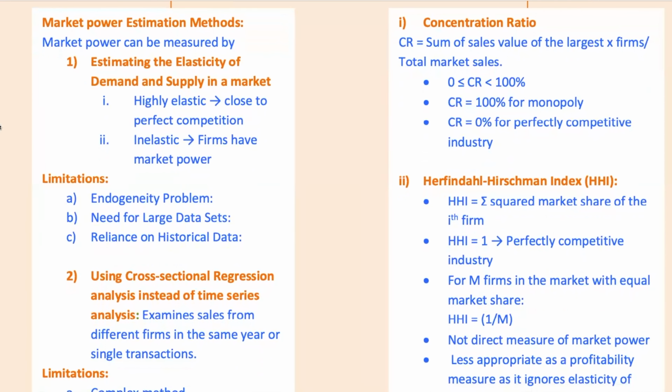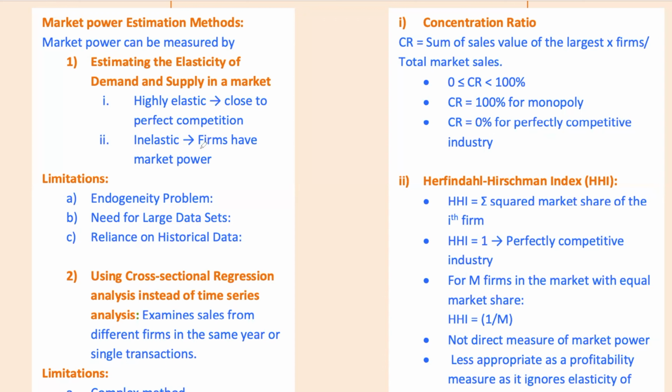One way to measure market power is by estimating the elasticity of demand and supply in a market. Elasticity measures how much the quantity demanded or supplied responds to changes in price. Here's the deal. When demand is highly elastic, it suggests that the market is close to perfect competition. This means consumers are very responsive to price changes, and firms have little to no power to influence prices. On the other hand, when demand is inelastic, it indicates that firms may possess significant market power, meaning they can influence prices without losing many customers.